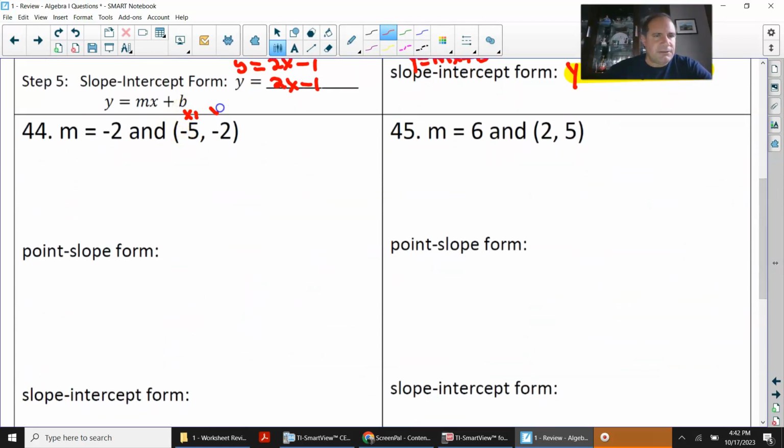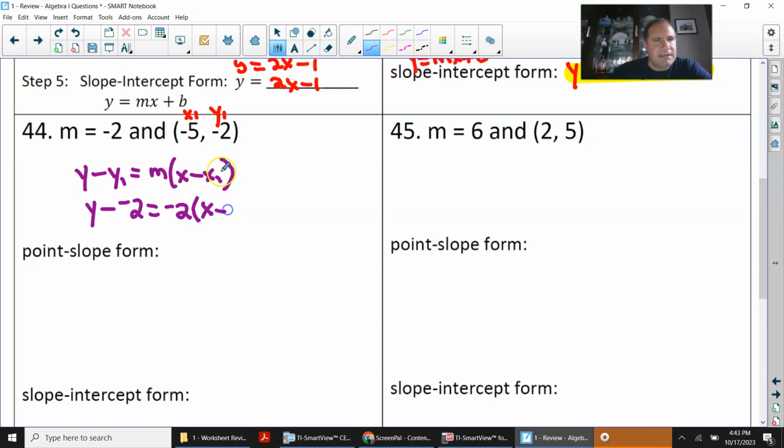Here's x1. Here's the y1. So I'm going to go ahead and write the point slope formula. Y minus y1 equals m times x minus x1. So y minus y1 is -2 equals -2 times x minus x1 is -5. So before I rewrite this, I'm going to put the plus plus and the plus plus. Y plus 2 equals -2 times x plus 5.